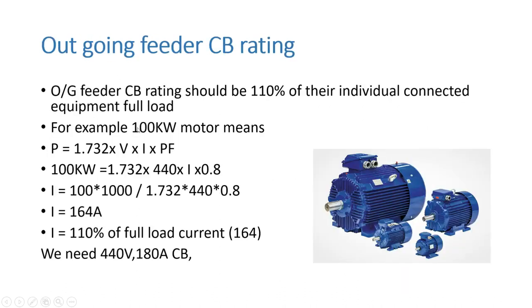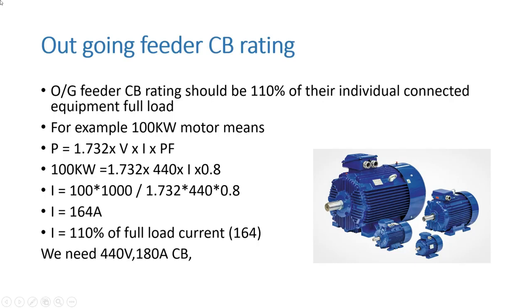See here, the first motor is 100 kilowatt. As you know, the power formula is P = √3 VI cos φ, so power is in kilowatts. So 1.732 into 440 volt, I, into 0.8. I only need I, so I keep I on the left side and the rest of the things on the right side. So 100 kilowatt, so 100 into 1000, because I want to convert into watts, divided by 1.732 into 440 into 0.8. So I becomes 164 ampere.